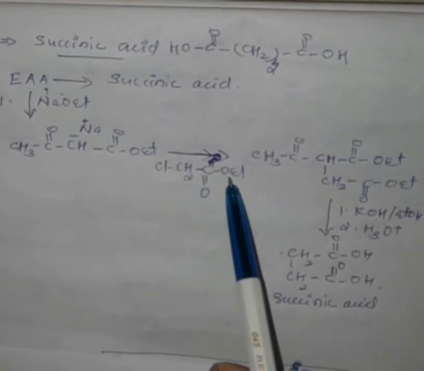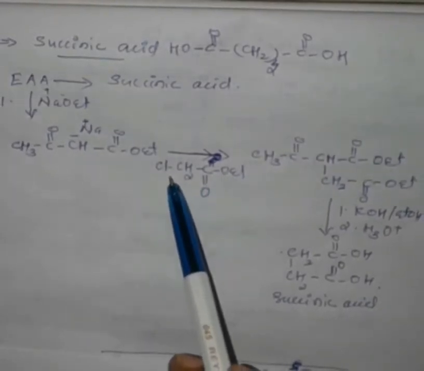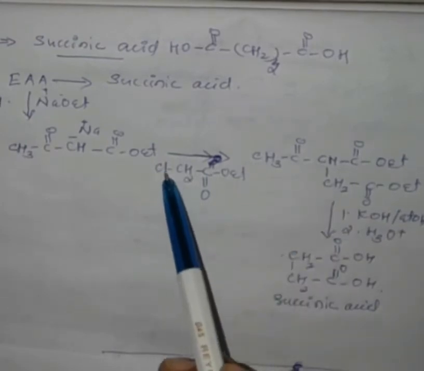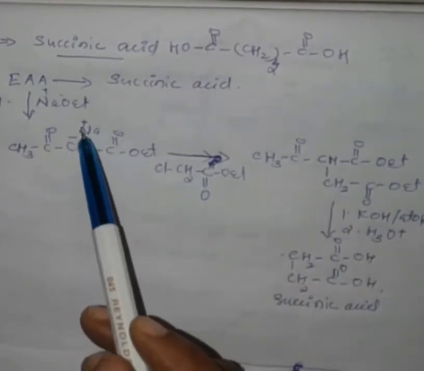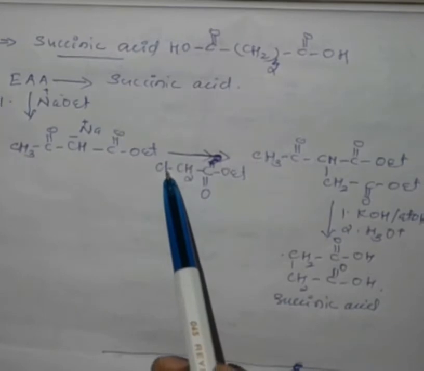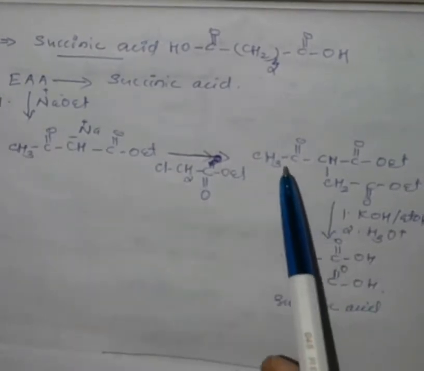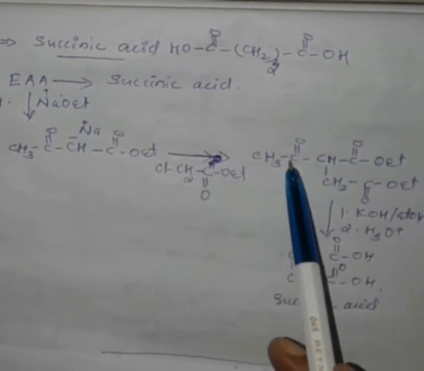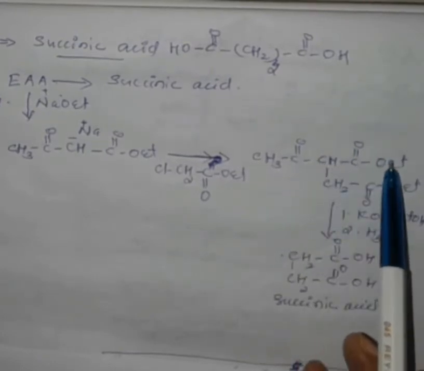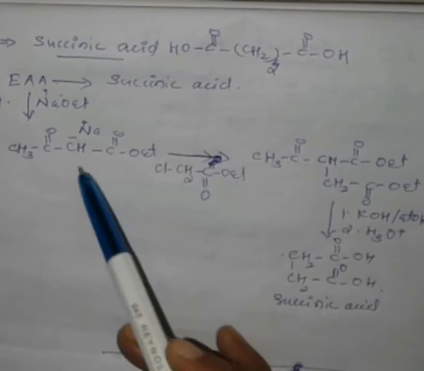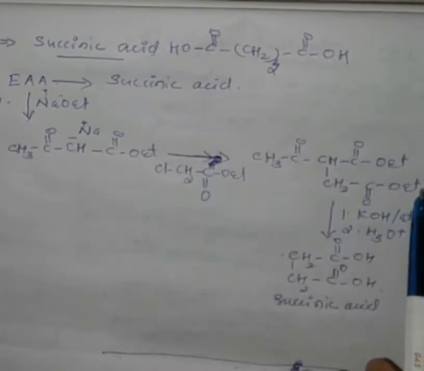ethyl chloroacetate. Then the chlorine is removed as Cl minus and combines with Na plus to form NaCl. Then this CH2 is bonded to this methylene carbon. We get CH3 C=O, CH, C=O OEt, CH2 C=O OEt.